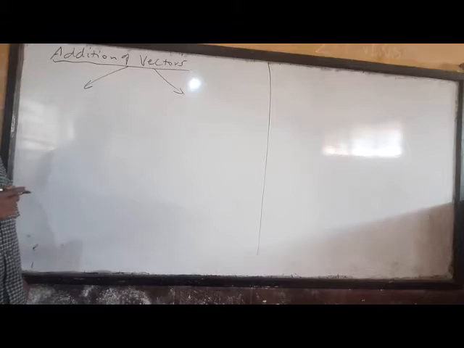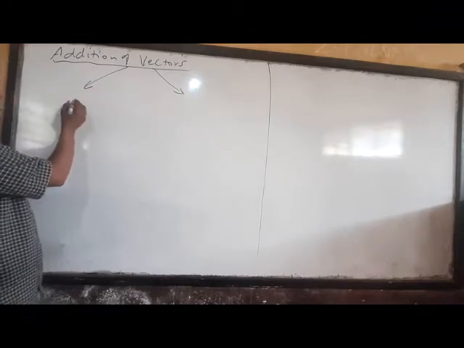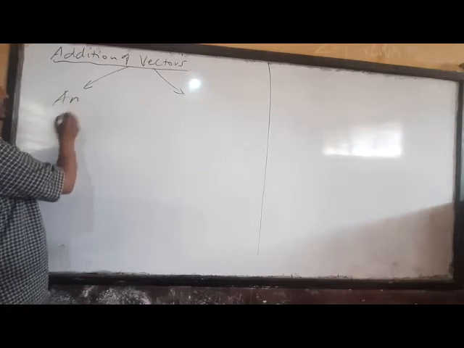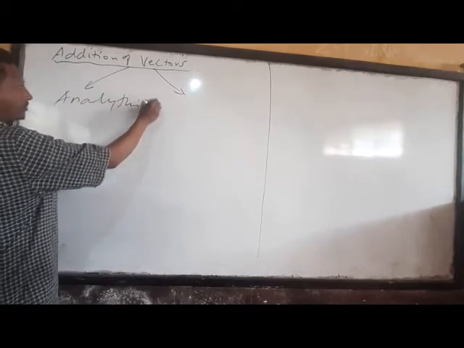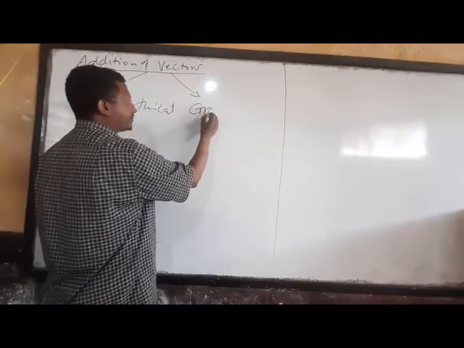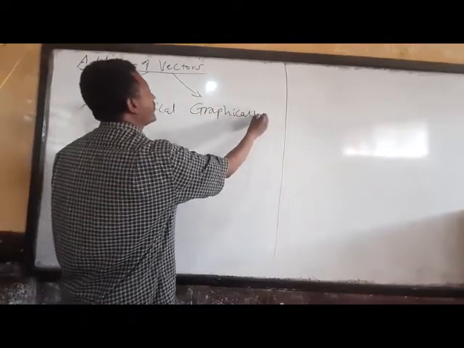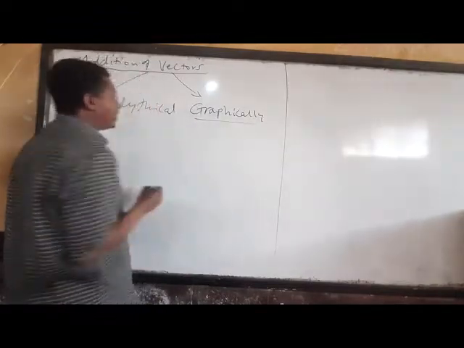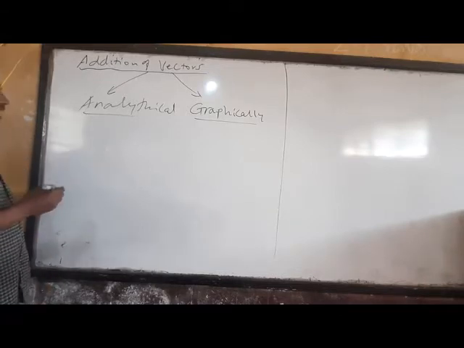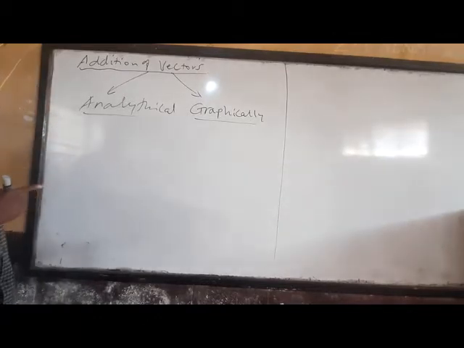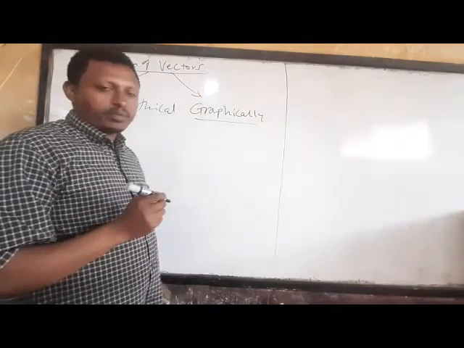Hello everyone. Today I will discuss the addition of vectors, either analytically or graphically. Vectors can be added analytically or graphically. These two techniques or methods can help us to add vectors. Today we will see the first method, which is the analytical method, which has around 5 basic steps.